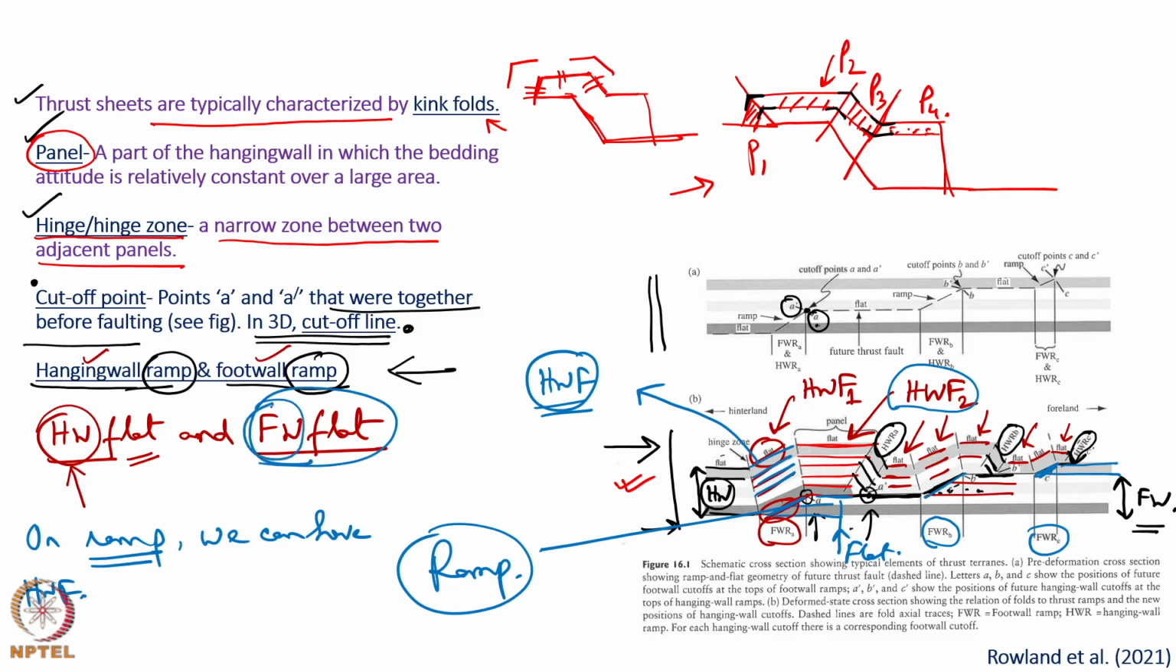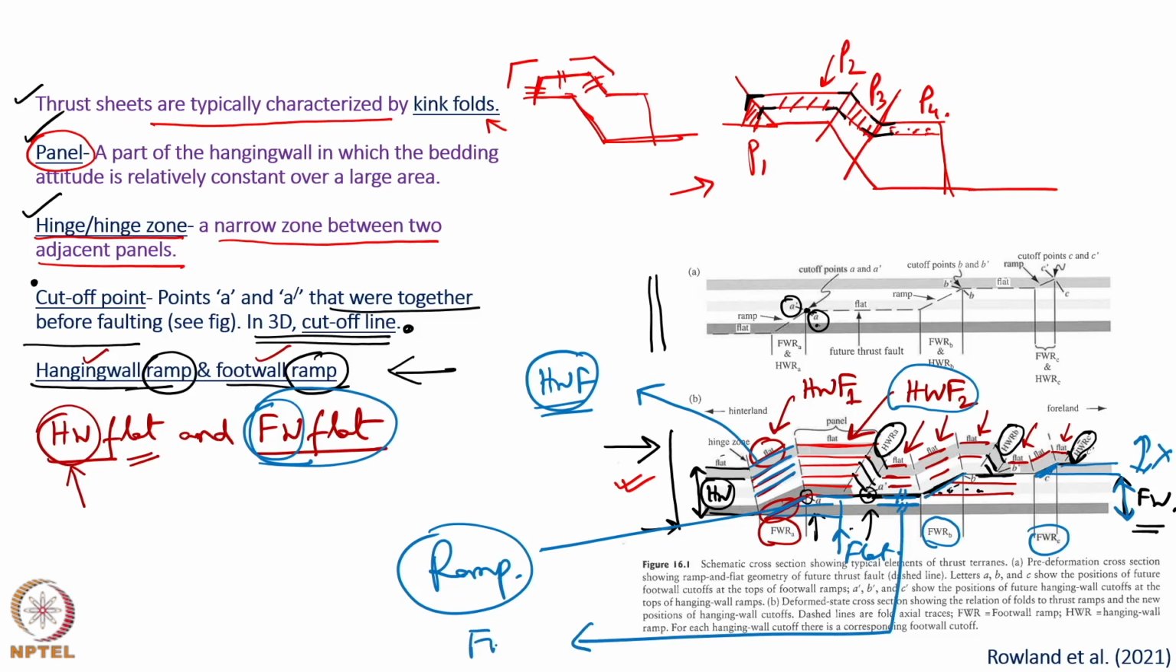Since the term foot wall is there, we are going to look at this layer and ignore the top layer. In this portion, the fault plane is parallel to the layer. So, these layers, since they are in the foot wall, we can call it as foot wall flat. In this way, hanging wall ramp and foot wall ramp are defined, hanging wall flat and foot wall flat are also defined for a thrust belt.